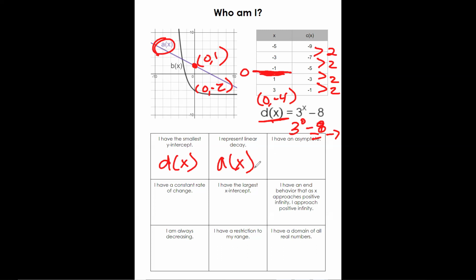Okay. Which one is going to have an asymptote? So which one is exponential? That's what that's asking. B of x and d of x. D of x is also exponential because it has an x in the exponent. Constant rate of change is talking specifically about linear functions. So we know that a of x is a linear function, but also c of x, because this has the same first difference.